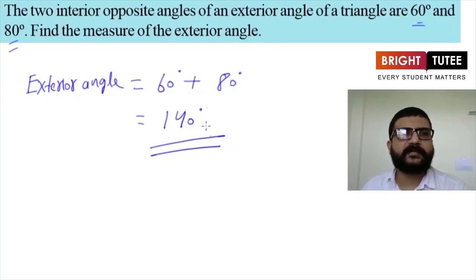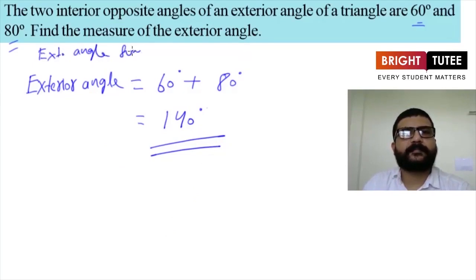So which property we have used here? We have used exterior angle sum property, or we can simply say exterior angle property.